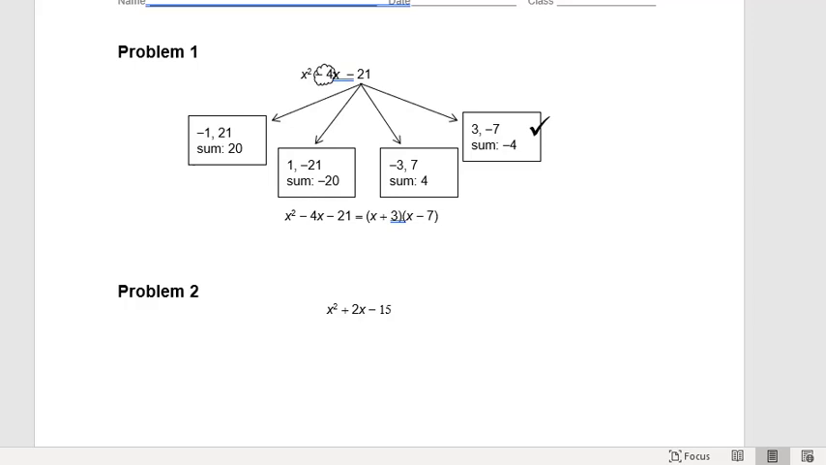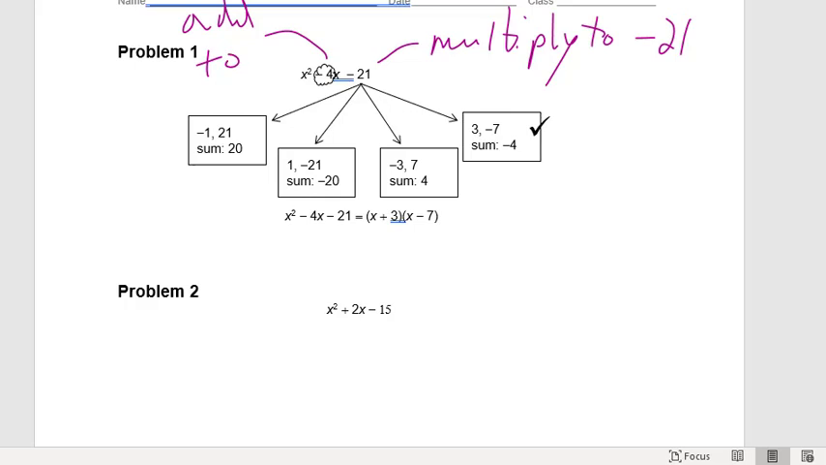So if we have 4x squared minus 4x plus 21, they have to multiply to negative 21, and we have to add to negative 4. Okay, so negative 21 could be negative 1 and 21. They add to 20. Does not work. 1 and negative 21 adds to negative 20. Does not work. Negative 3 and 7 adds to positive 4. Does not work. 3 and negative 7 adds to negative 4.